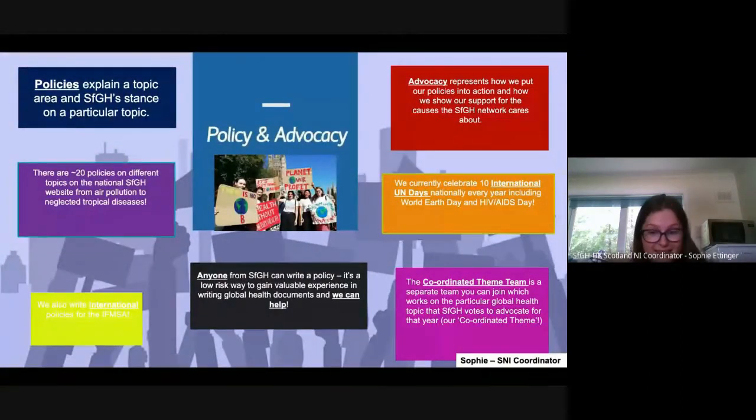Our coordinated theme is voted on every Spring General Assembly, and coordinated themes are a way to coordinate our education, advocacy and action efforts across the network around an issue central to our vision. They are proposed by any Students for Global Health member, that's you, to bring any issue that you really care about to the centre of our work. So really get thinking for next year.